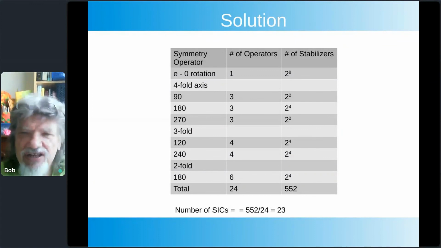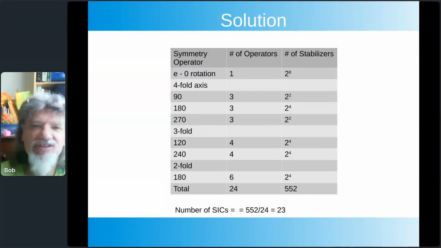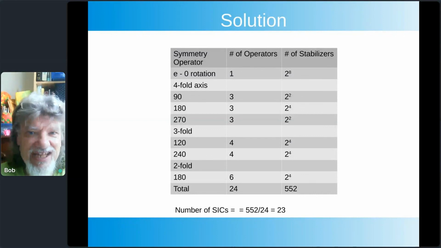Now, number of stabilizers. Well, first of all, no rotation. We got 2 options, in or out, right? Number of potential stabilizers, 2 to the 8th. Each one could be in, out, in, out, in, out. It does not matter. They never change. E doesn't change anything.